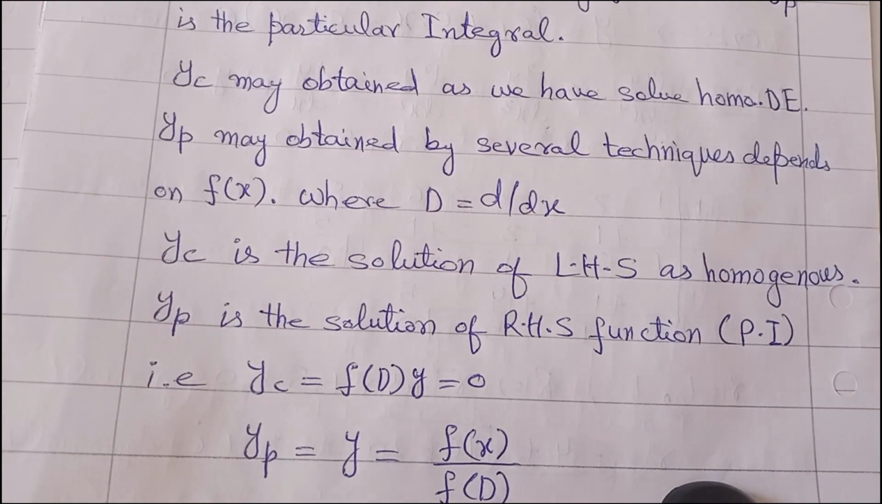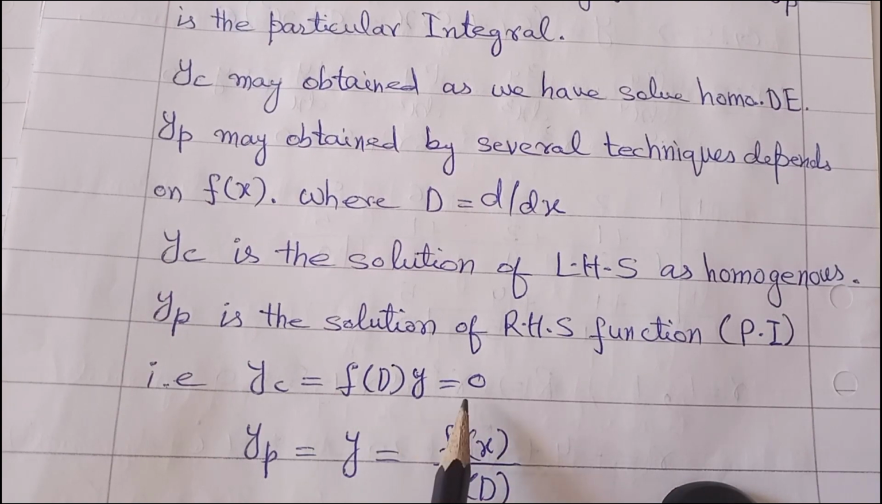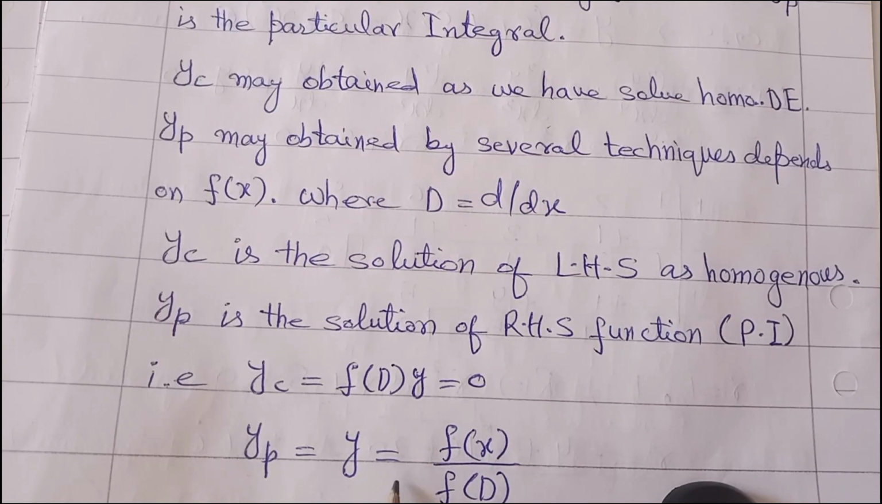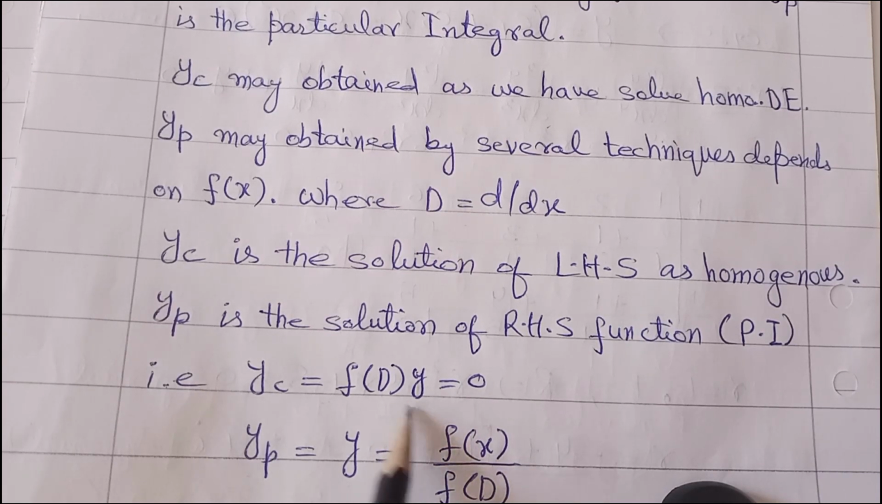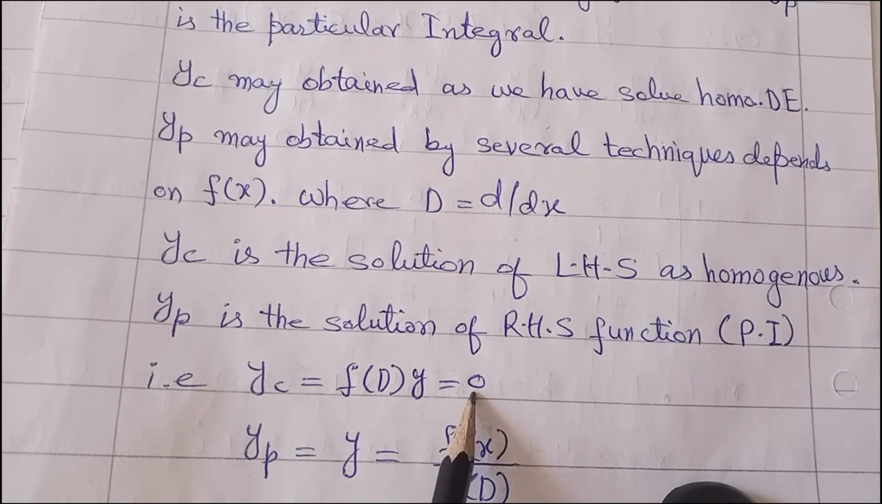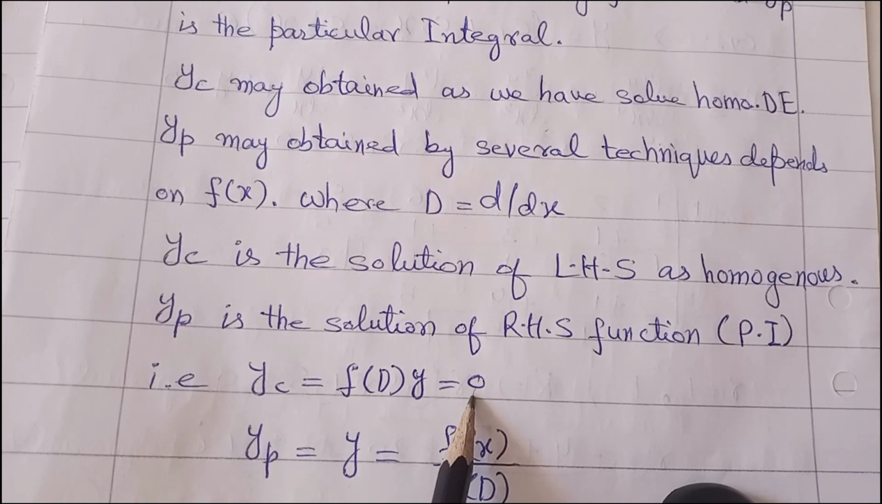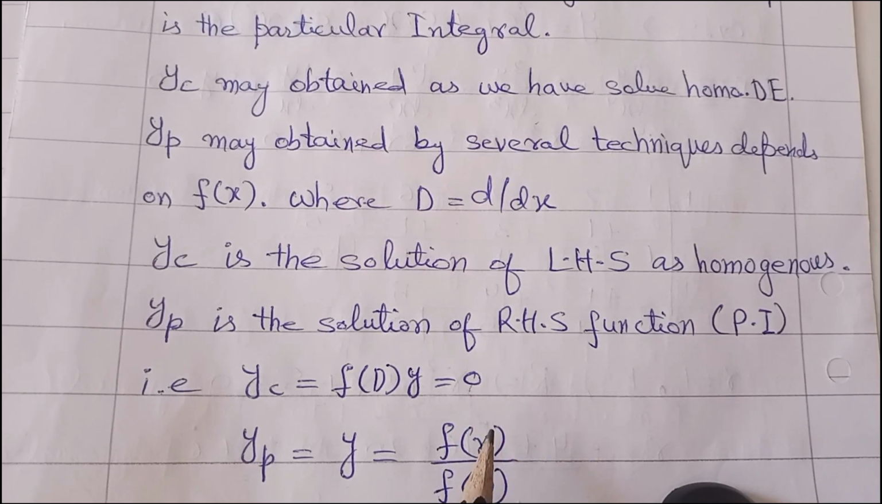So first, yc: f of D y is equal to 0, right? And yp is y is equal to f of x upon f of D. What is this equation showing? It is showing the case when we substitute f of x equal to 0 on the right hand side, so the non-homogeneous equation becomes a homogeneous differential equation. Now we will proceed with the solution of this equation as we solved the homogeneous part of the differential equation earlier.